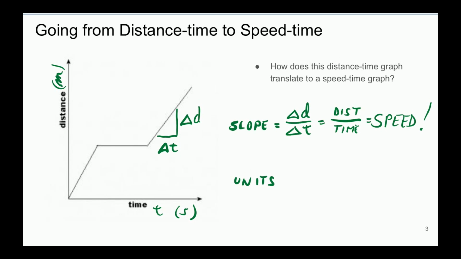And the slope of this, you'll remember from math class, is rise over run, or in this case, change in distance over change in time. Remember that the delta means change in. Okay? And if you look at that slope, by definition, change in distance over change in time, we just have distance over time. And distance over time is speed, right? Change in distance over change in time.